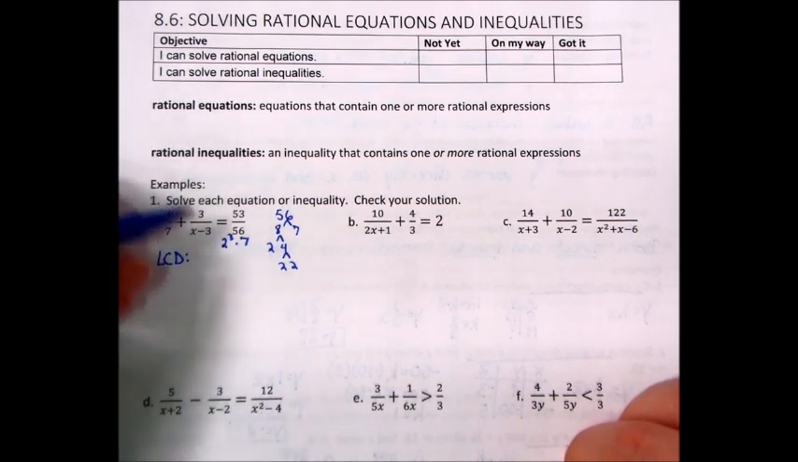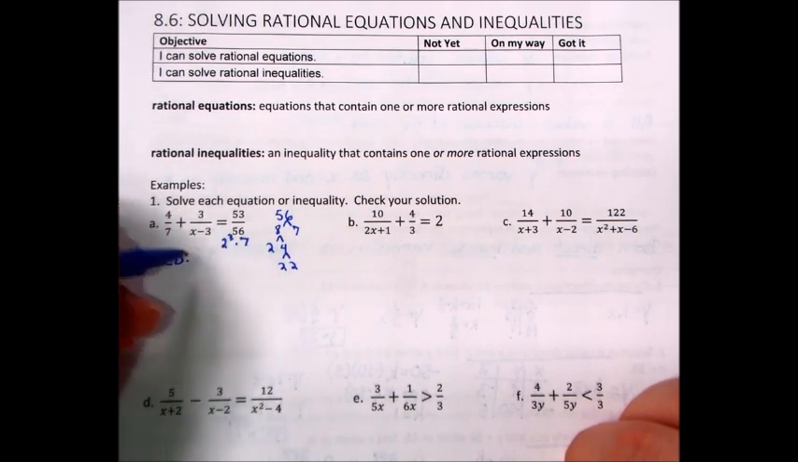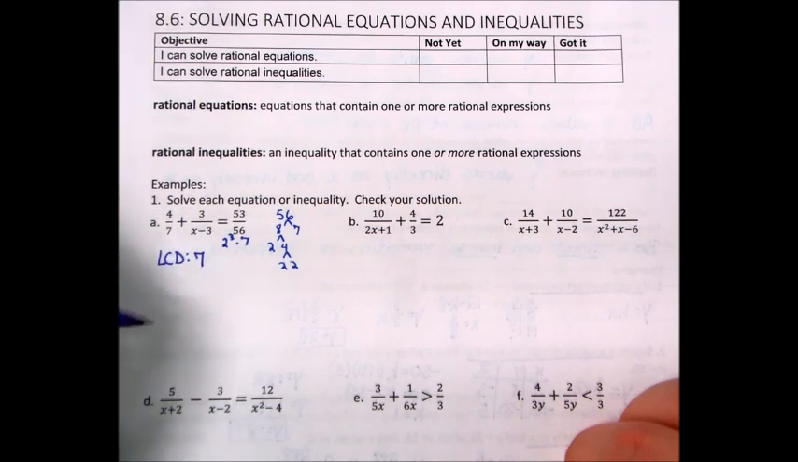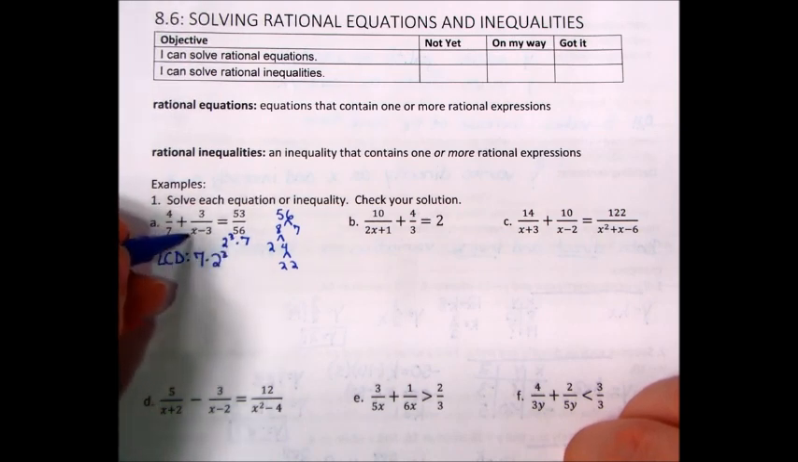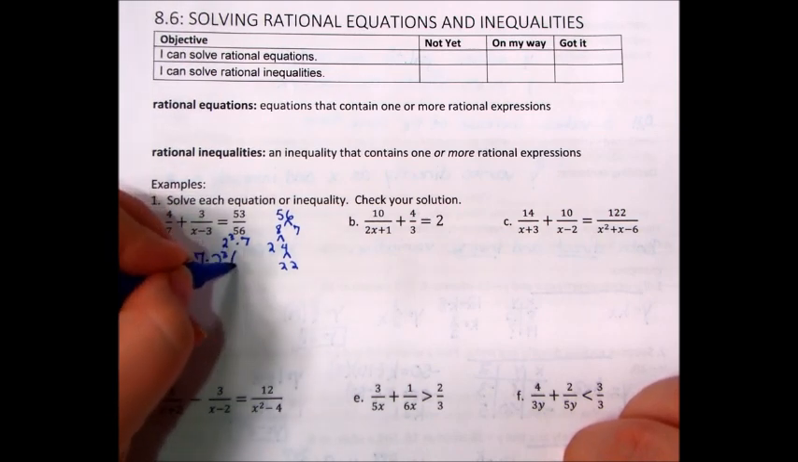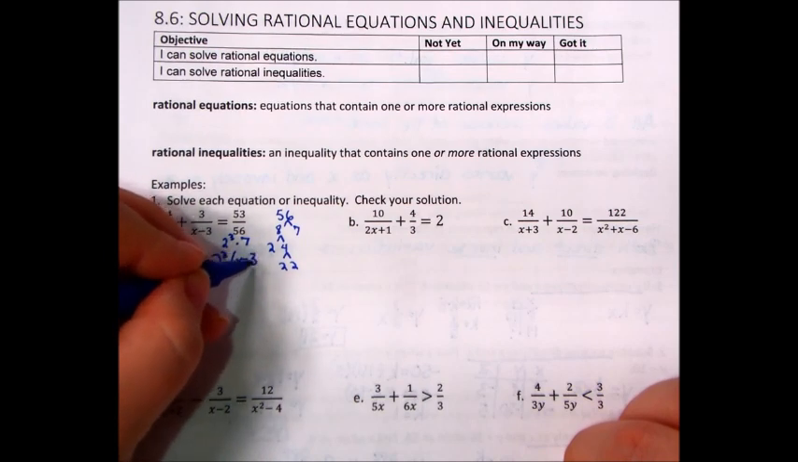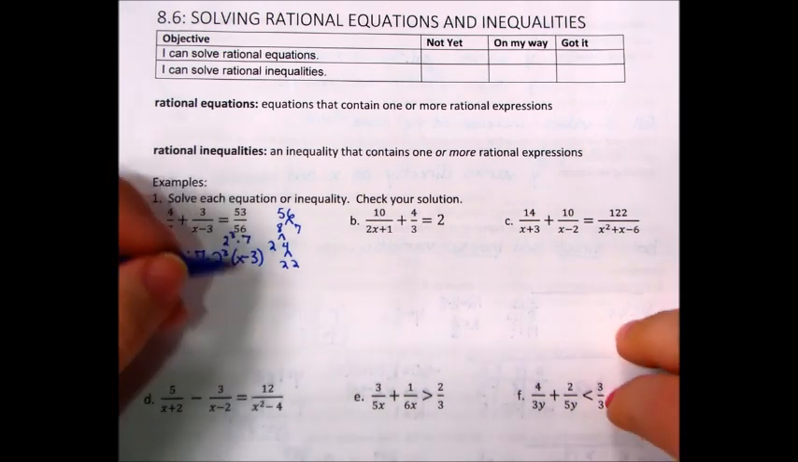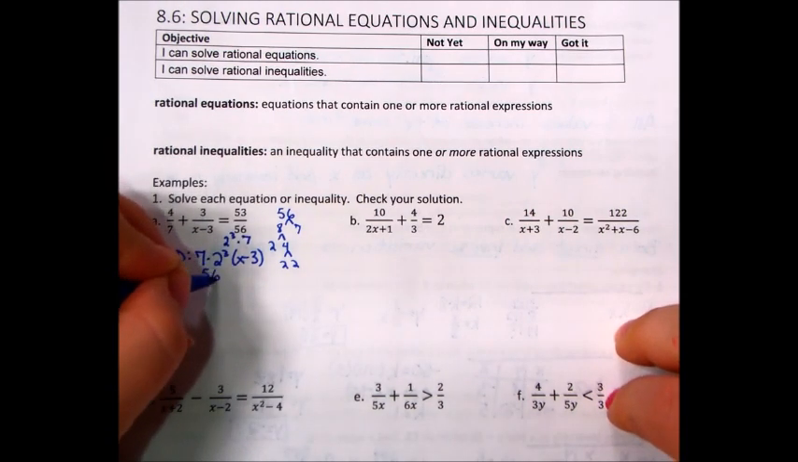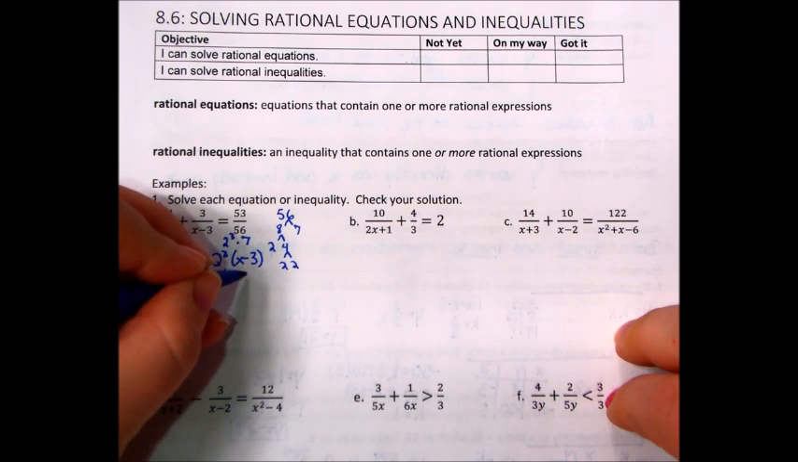So your LCD is equal to, which one has the most amount of 7s? Well, they've got an equal amount. The most amount of 2s, there's 3 of them, and the most amount of x minus 3s. This is the first time that we've really had a combination of something that uses factor trees and something that might need to be factored in the same kind of problem. So our LCD simplified would just be 56 times x minus 3.